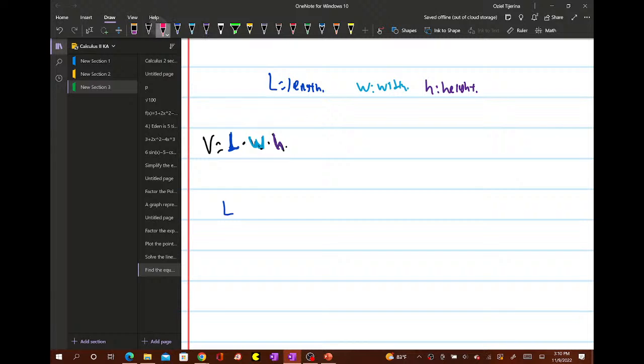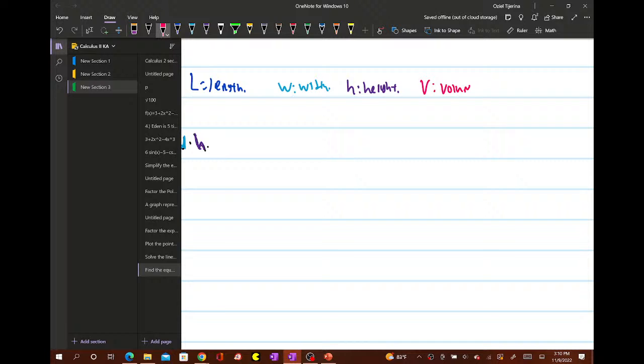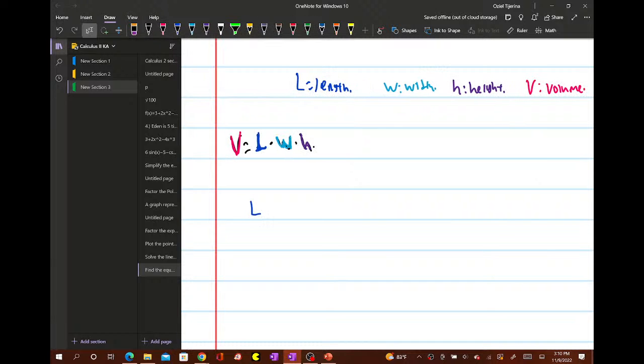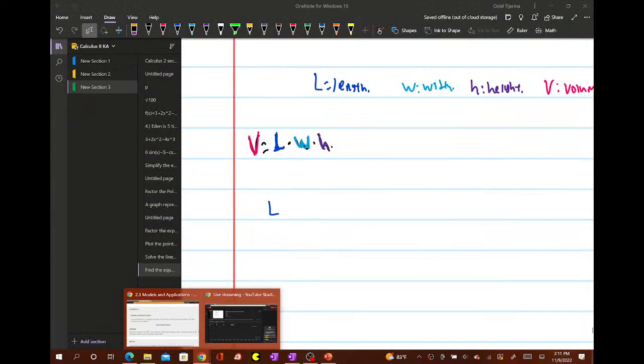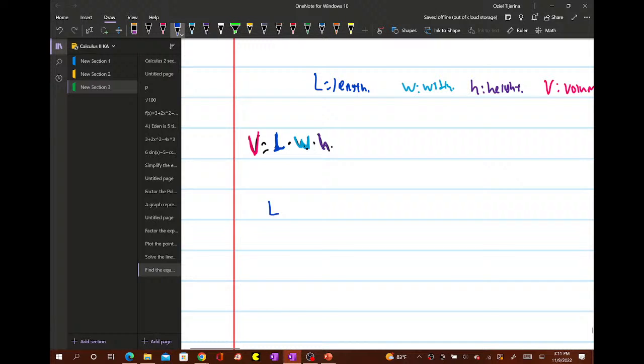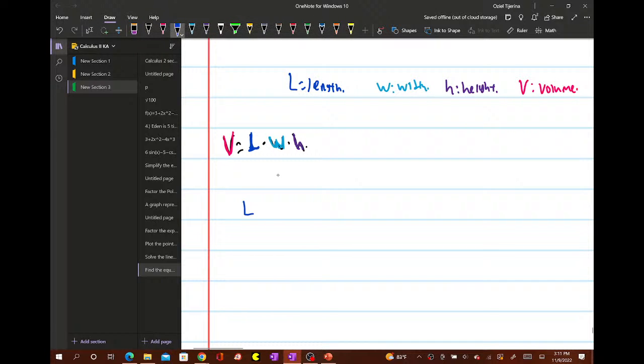And the volume, of course, is V, right? So volume, let's do volume as V. Okay, so it tells us that the length is actually twice the width, right? So length is twice the width. L is going to be 2 times W, right? L is 2W, basically 2 times the width.